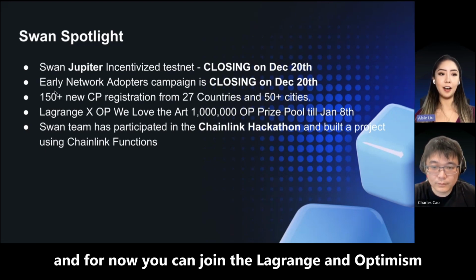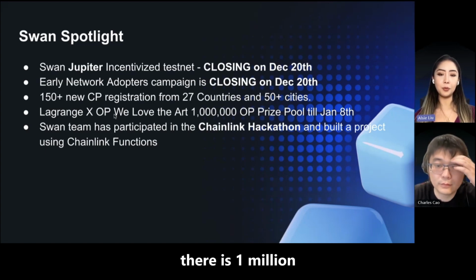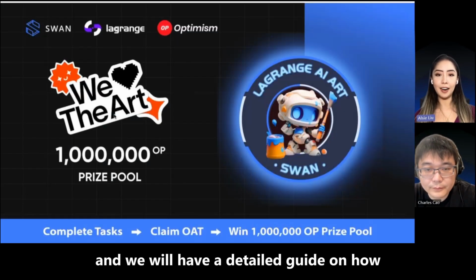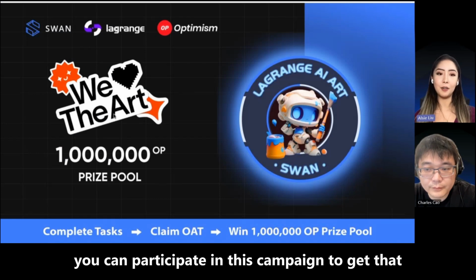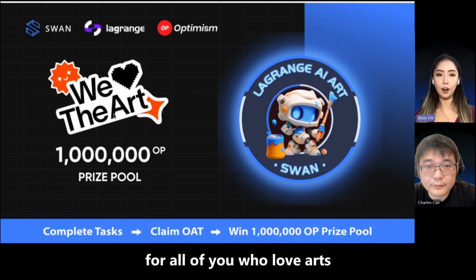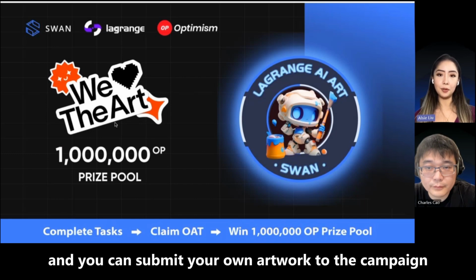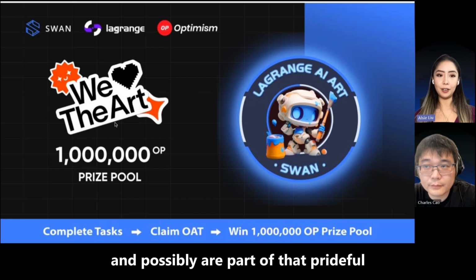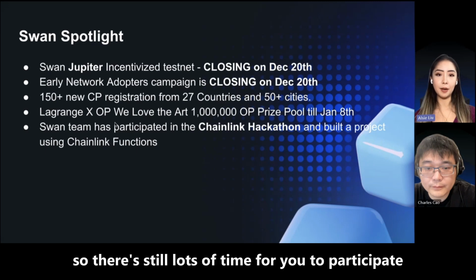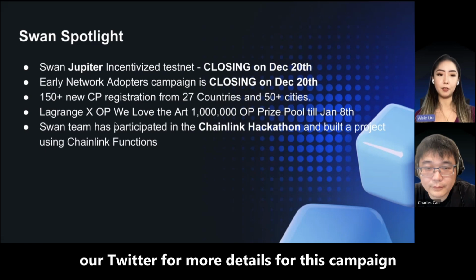And for now, you can join the Lagrange and Optimism We Love the Art campaign. There is 1 million OP tokens in the prize pool right now, and we will have a detailed guide on how you can participate in this campaign to get that 1 million token pool. This is a very interesting opportunity for all of you who love arts, AI, music, and everything like that. You can submit your own artwork to the campaign and possibly earn part of that prize pool. This campaign is running till January 8th, so there's still lots of time for you to participate. Again, you can find the link in the description box and follow our Twitter for more details for this campaign.